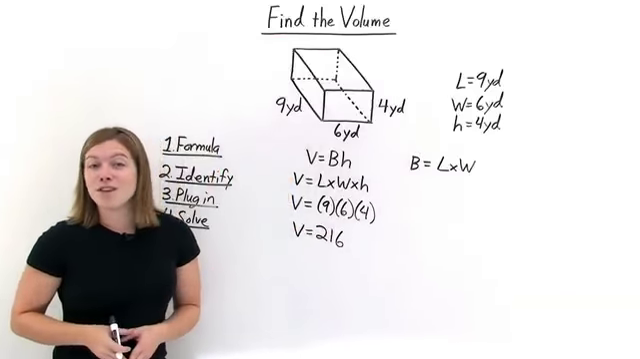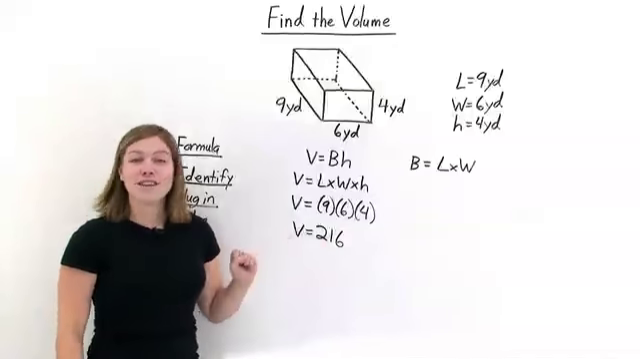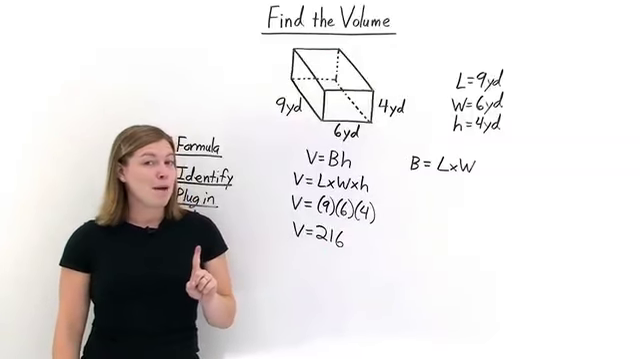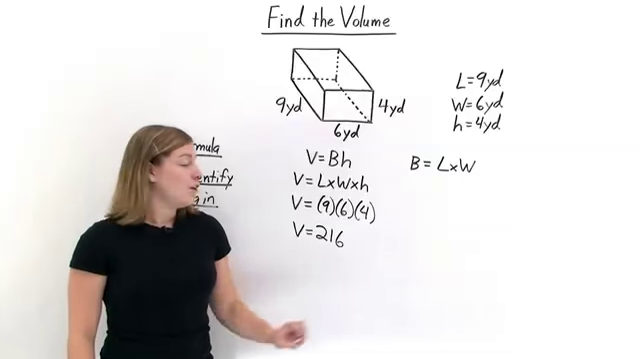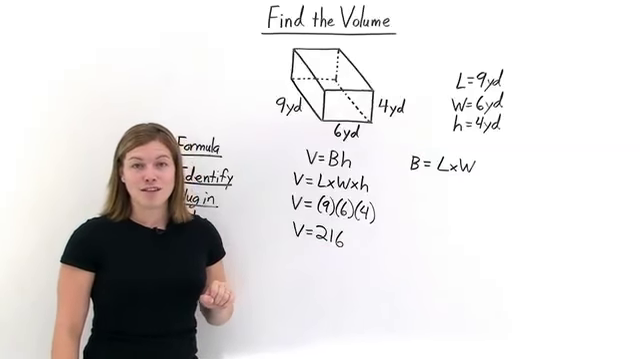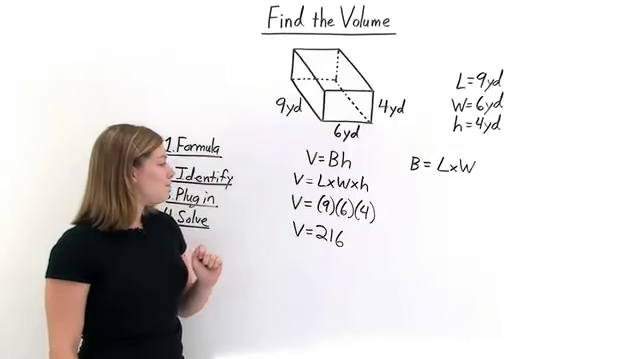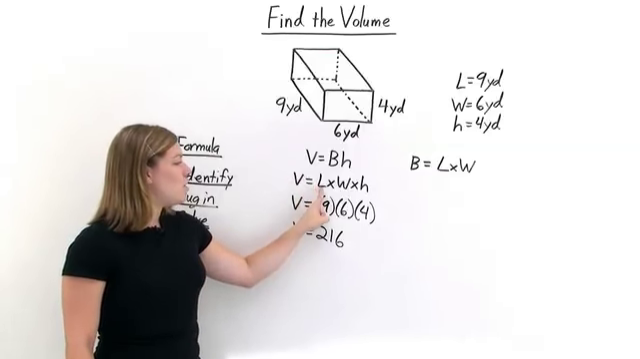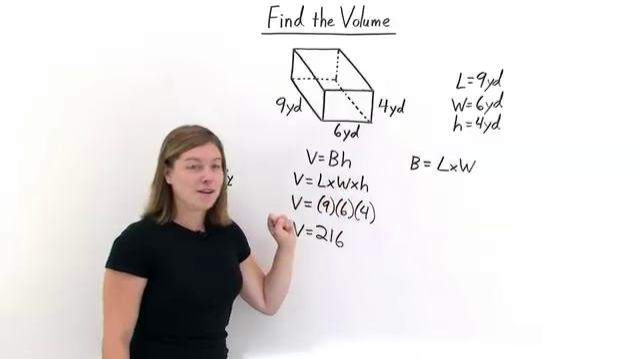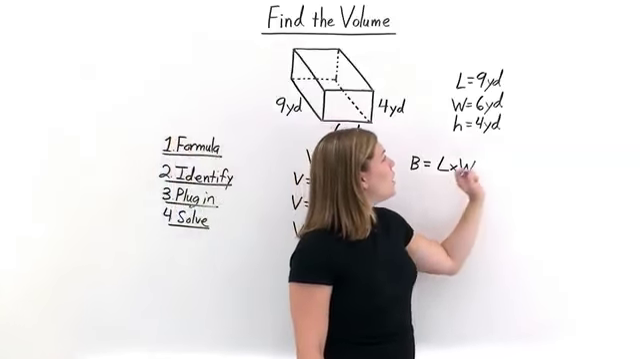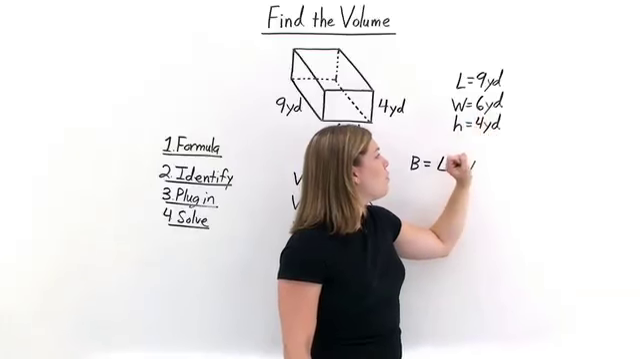That is the volume of this rectangular prism, 216. But remember, volume is a measurement, so in our answer, we need to write units. To find out what those units are, let's look back at our formula. To find the volume, we took the length times the width times the height. If we look at those values over here, we took 9 times 6 times 4.